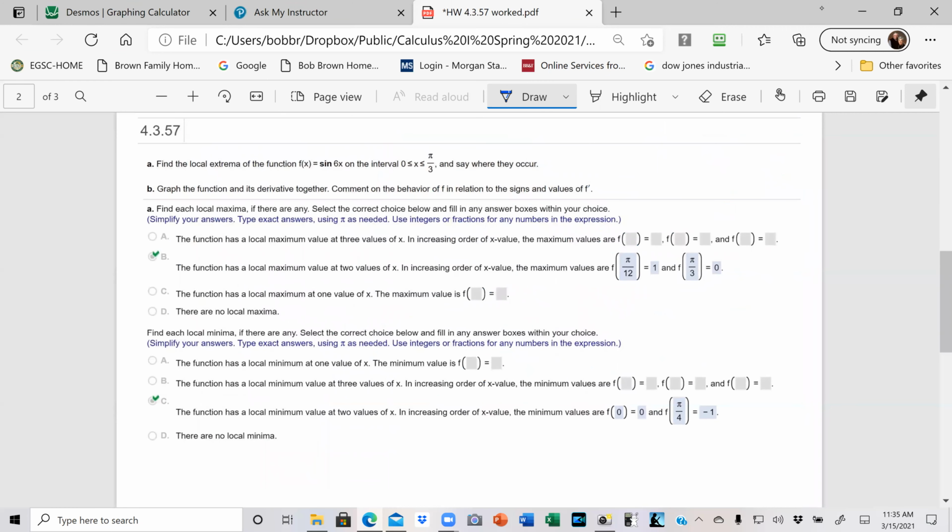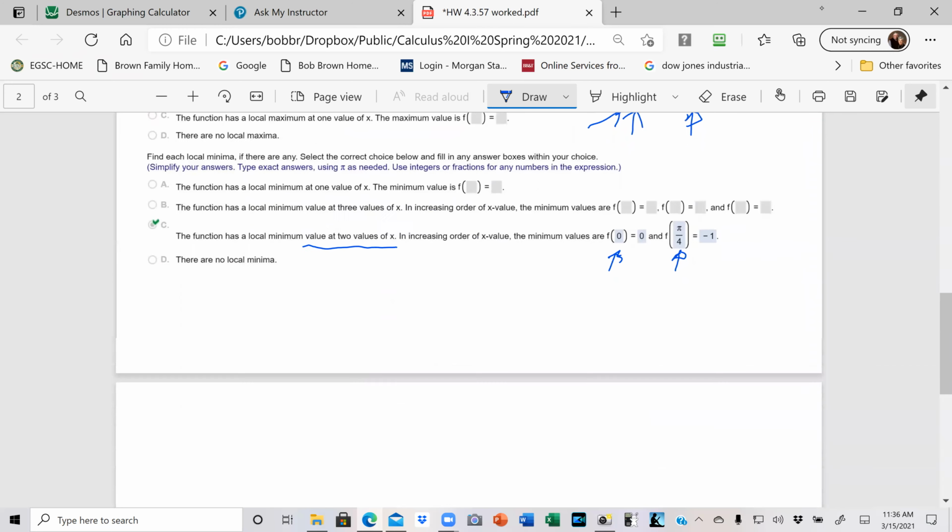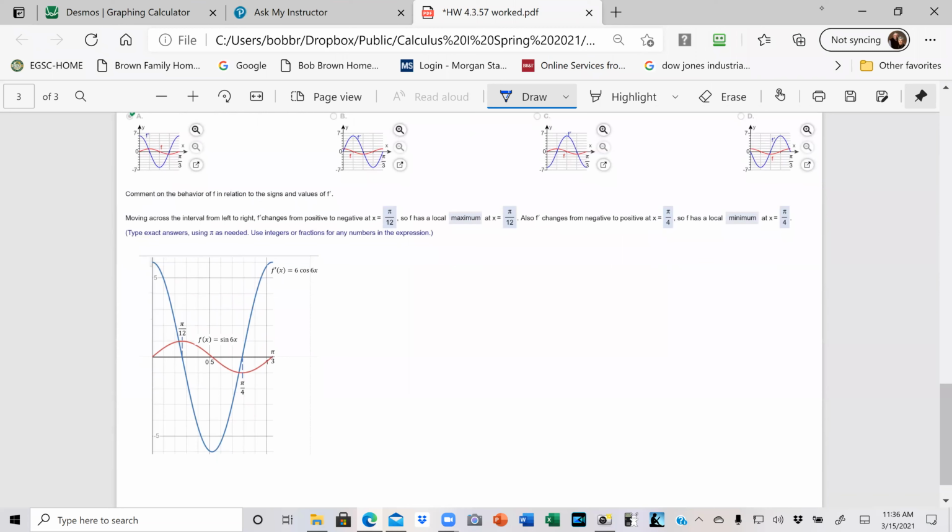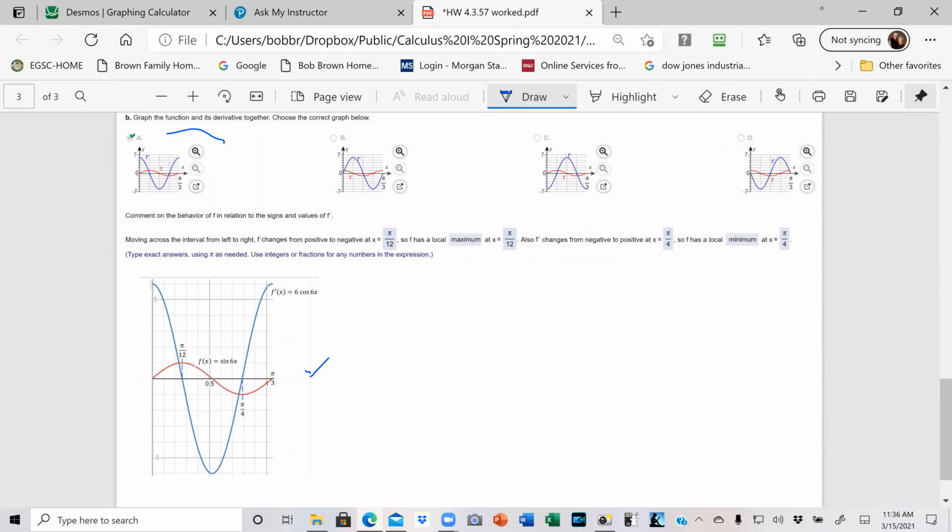And then what you do is complete the question by filling in the values that we just looked at. It has a local maximum value at 2 values of x, and the first one is pi over 12, and the other one is at pi over 3, as we just showed. The function has a local minimum value at 2 values of x. The very first one is f of 0 equals 0, and then the next one is f at x equals pi over 4, which is minus 1. And the last part, it asks you to graph it, which I have done here, and obviously the answer is here.